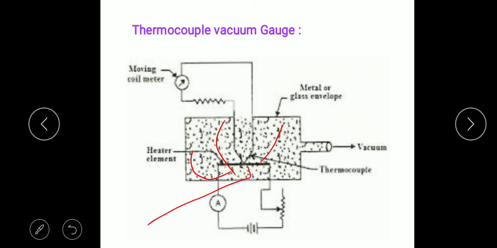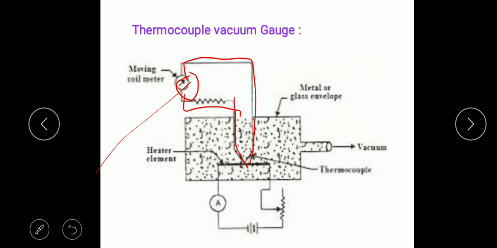Okay, so I will consider that at the initial stage the current flowing through the heater element was I, and in the final stage, when the heater element has lost the heat to the surrounding gas, if I measure with the help of an ammeter, the current flowing through the heater element is I1. So I1 is the final current flowing through the heater element. So what is exactly the temperature of the heater element in the final stage? That will be measured by the thermocouple, and the thermocouple will show the final temperature of the heater element with the help of the voltmeter available in the circuit.